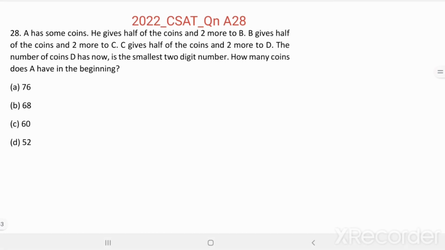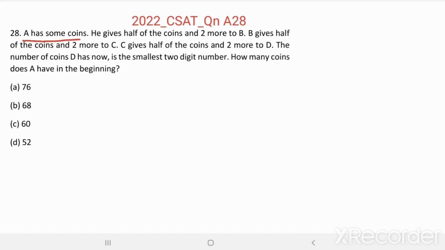Question number 28. A has some coins. He gives half of the coins and 2 more to B. B gives half of the coins and 2 more to C. C gives half of the coins and 2 more to D. The number of coins D has now is the smallest 2-digit number. How many coins does A have in the beginning?